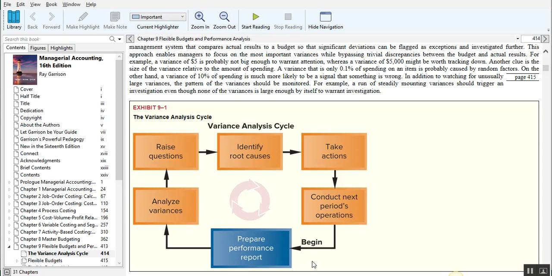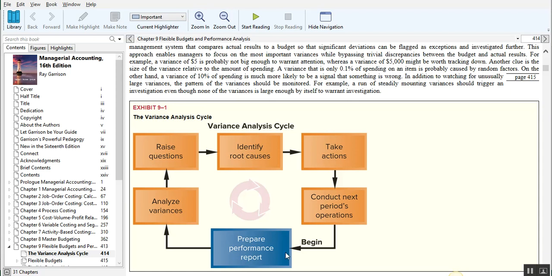And in this video, we're going to talk about the variance analysis cycle and flexible budgeting. Now, we're going to look at the variances first before we do the flexible budgeting, because the flexible budgeting is a tool for us to examine what actually happened and figure out why.